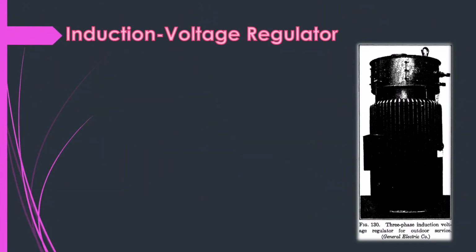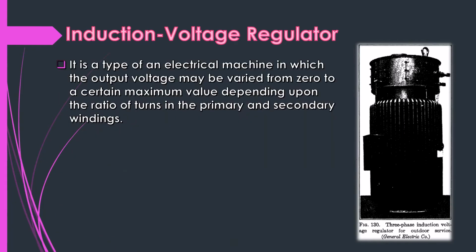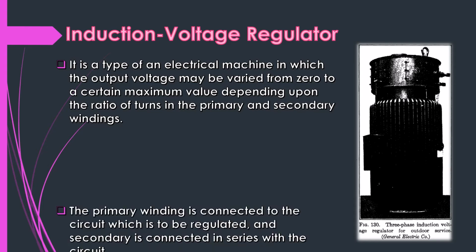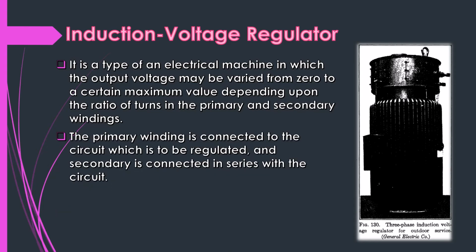Next is the induction voltage regulator. Induction voltage regulator is a type of electrical machine in which the output voltage may be varied from 0 to a certain maximum value depending upon the ratio of turns in the primary and secondary windings. The primary winding is connected to the circuit which is to be regulated, and the secondary is connected in series with the circuit.